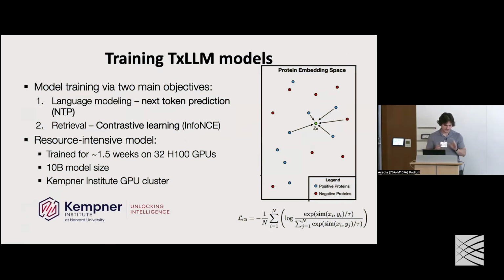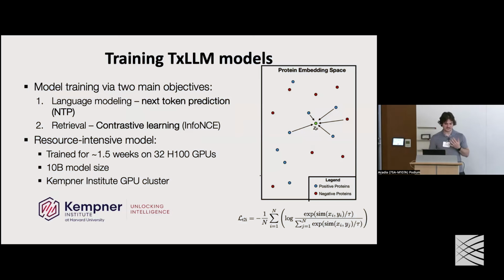I won't get too much into the weeds here, but for these different capabilities, we have two main objectives. We have language modeling, which is next token prediction, if you're familiar with how LLMs are trained. And then for the retrieval, we train with contrastive learning, or InfoNCE. The idea there is that in the shared latent space, you want proteins that are related to the query to be located closer to your output from your language model than proteins that are not related to the query. That's what helps us do this prioritization task with our vector databases.